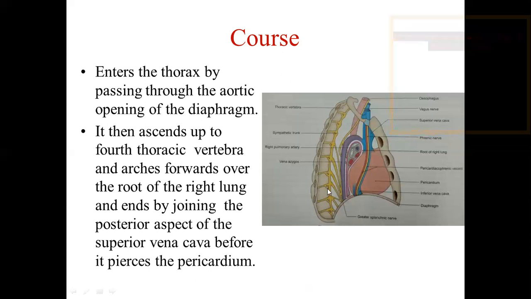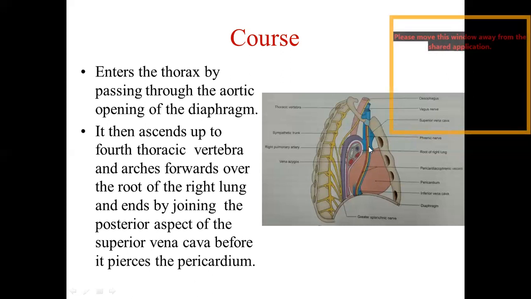You can see here in this picture, there is a vertebral column. This is a thoracic cavity, heart, superior vena cava. This purple color thing you can see is the azygous vein. So it ascends up to the fourth thoracic vertebra. 1, 2, 3, 4. So here till this area, it ascends up. Then it arches forward over the root of lung.